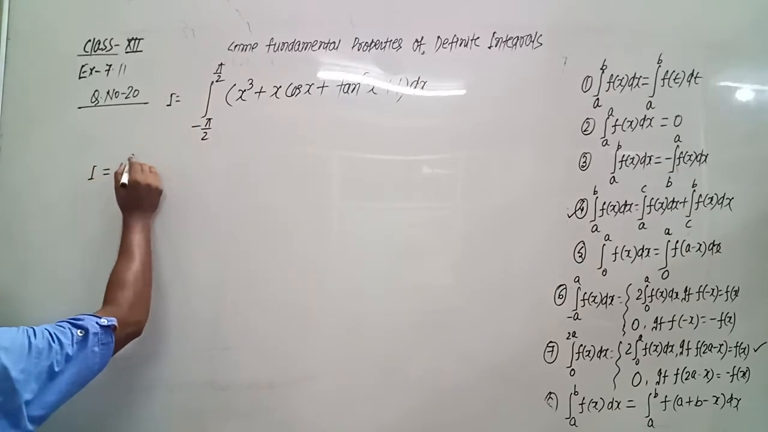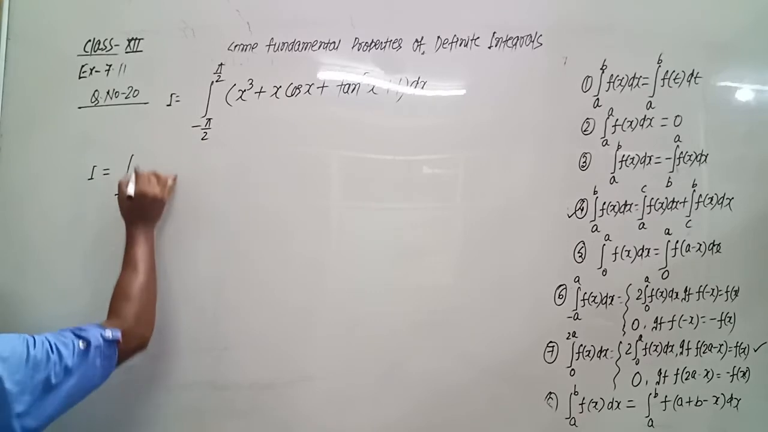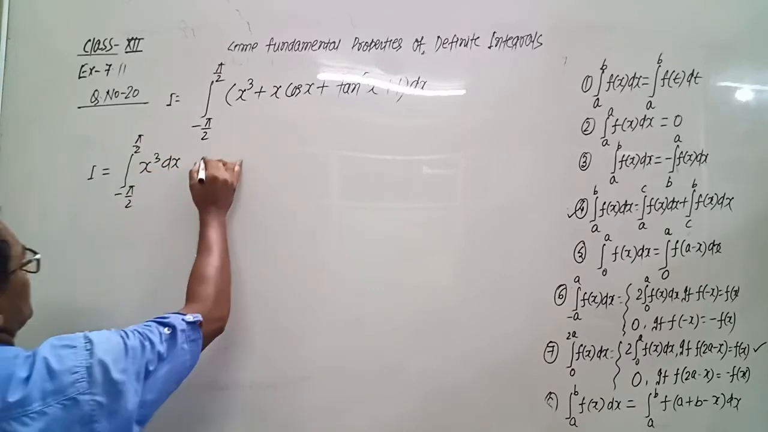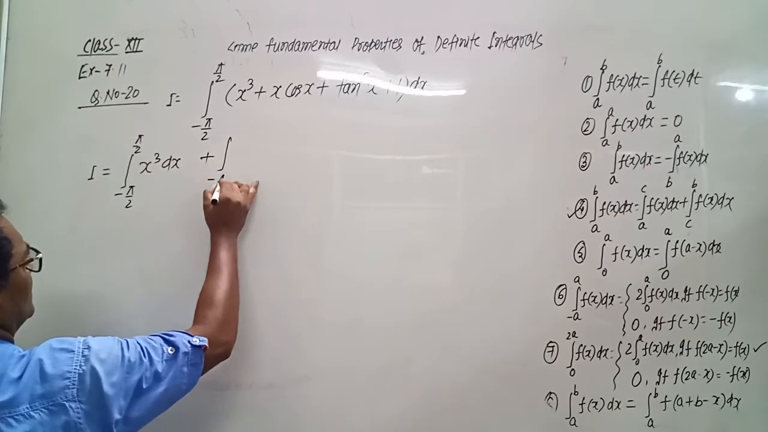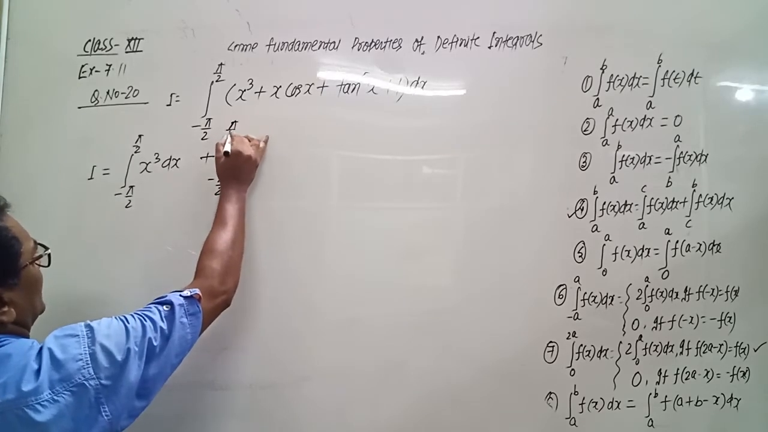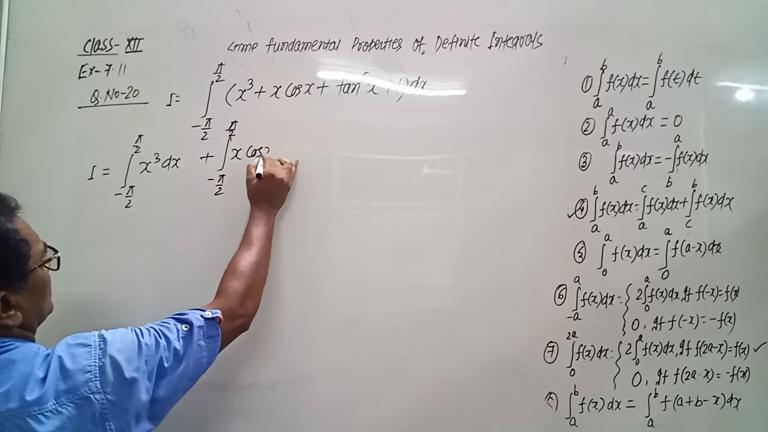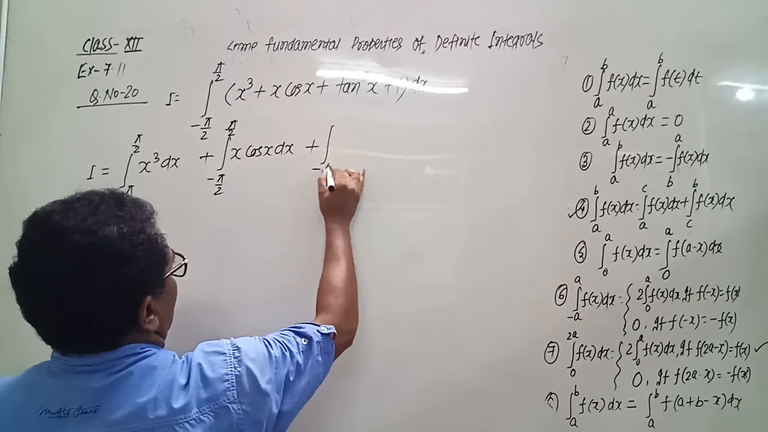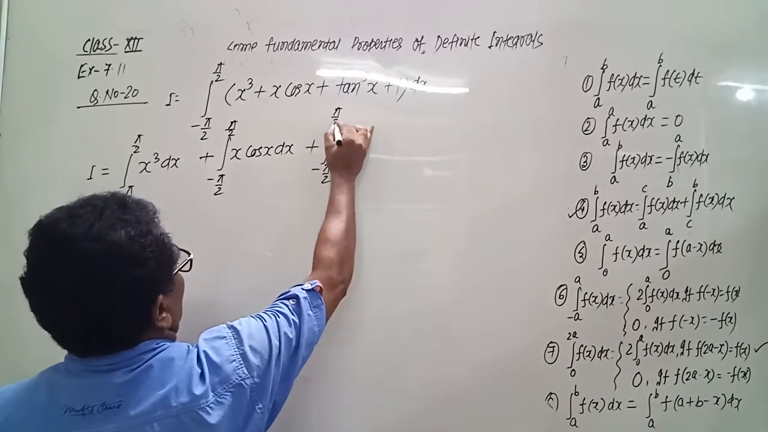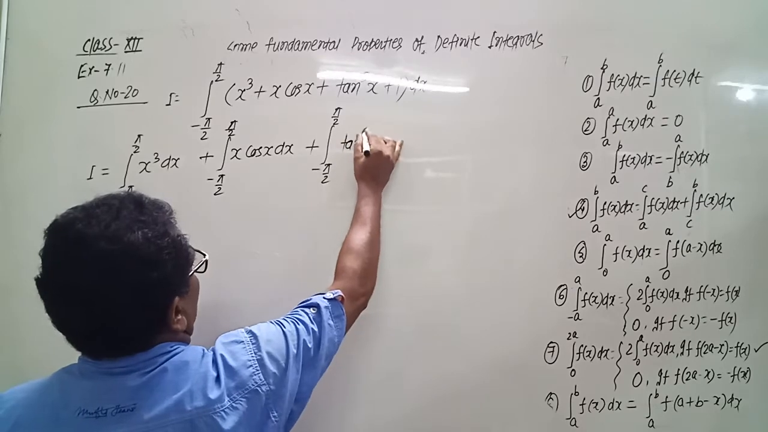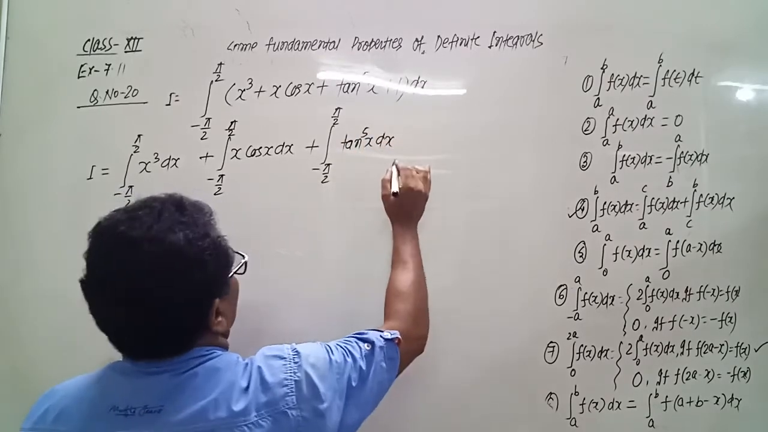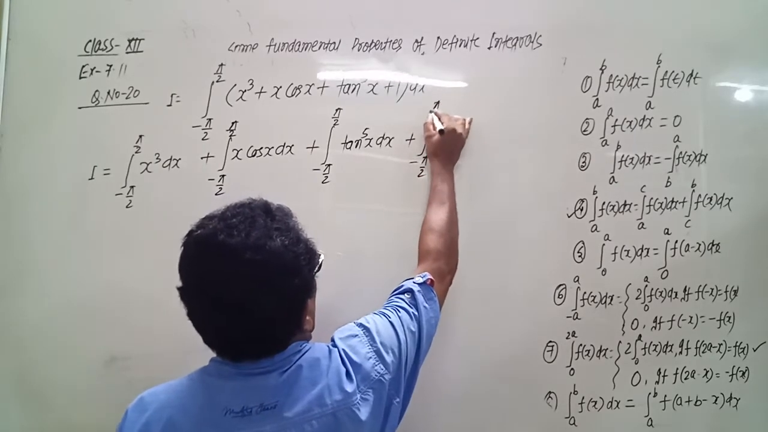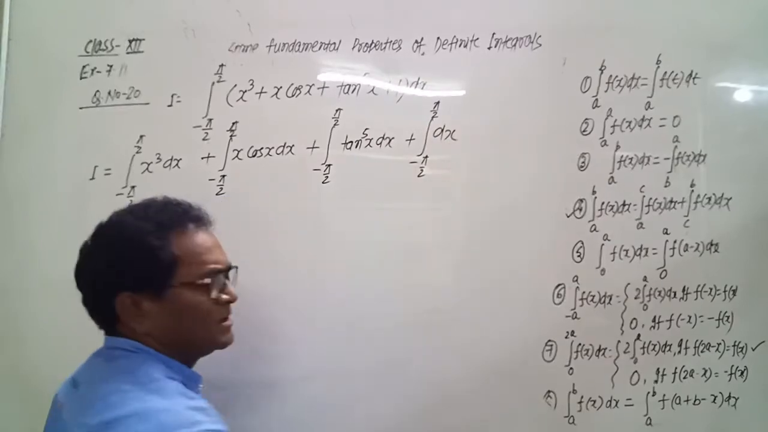So I equals the integral from minus pi by 2 to plus pi by 2 of x cube dx, plus the integral from minus pi by 2 to plus pi by 2 of x cos x dx, plus the integral from minus pi by 2 to plus pi by 2 of tan raised to the power 5x dx, and plus the integral from minus pi by 2 to plus pi by 2 of dx.